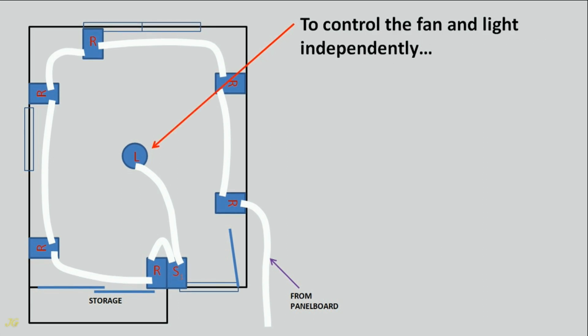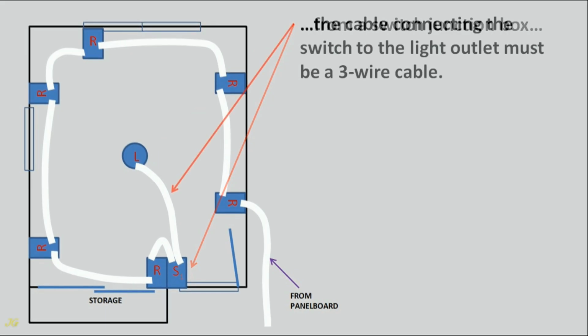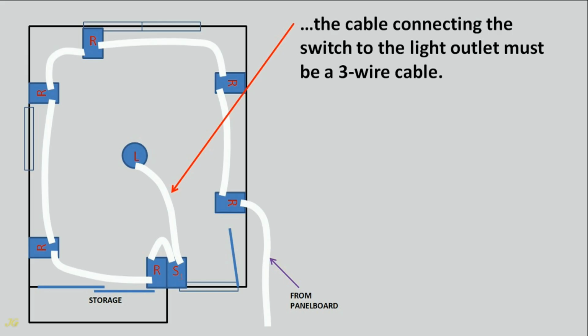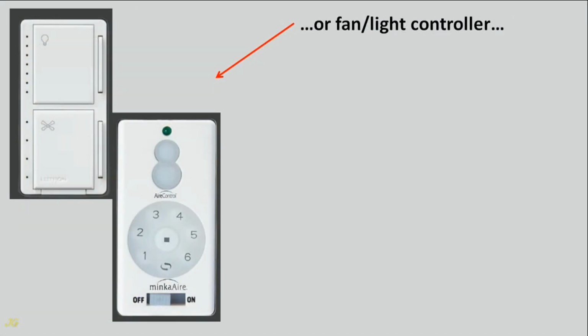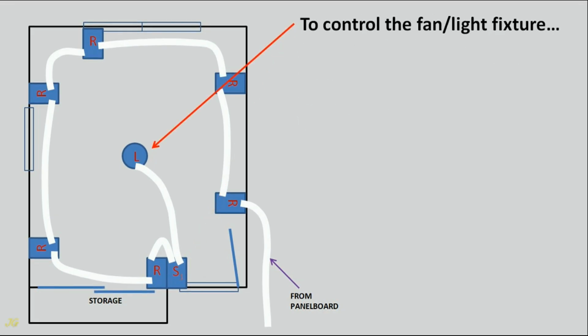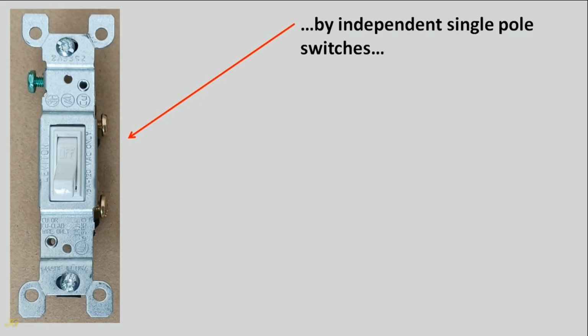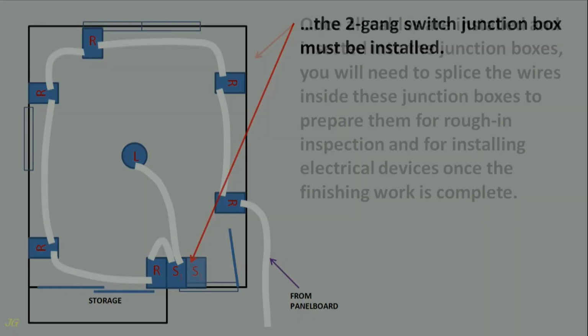To control the fan and light independently from a switch junction box, the cable connecting the switch to the light outlet must be a 3-wire cable. A double single pole switch or fan light controller must be installed in the 1-gang junction box to independently control the fan and lighting of the fan light fixture. To control the fan light fixture by independent single pole switches, the 2-gang switch junction box must be installed.